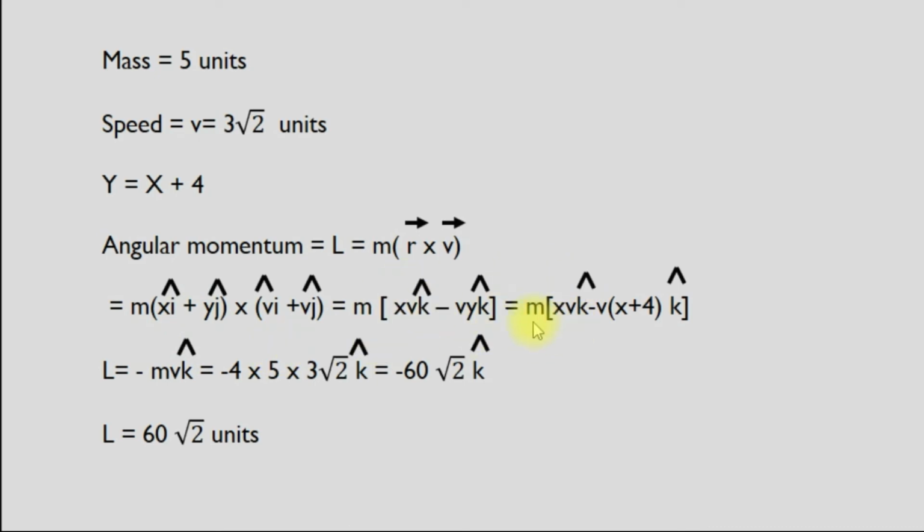So multiplying this, you have m into x v k cap minus v y k cap. Now here instead of y, we have to substitute the given equation x plus 4. So substituting that and multiplying, you get two terms cancelled. The remaining single term will be L is equal to minus m v k cap. Substituting the m value and v value, we have minus 60 root 2 k cap. So L is equal to 60 root 2 units. This is the magnitude of angular momentum.